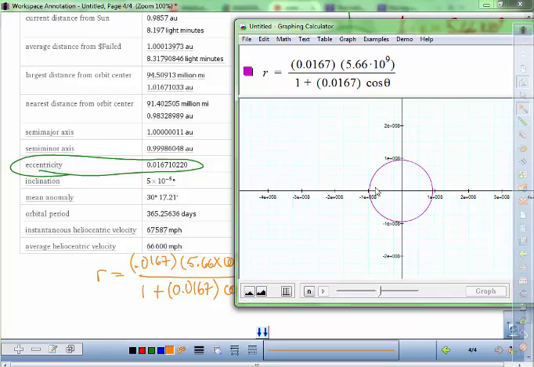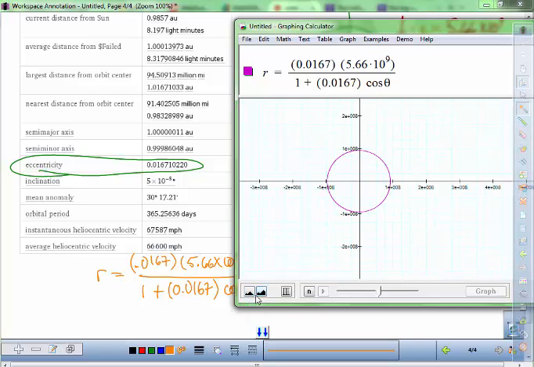Oh, there it goes. That's it. That's your Earth revolving around the sun. It looks circular. That's why it was a little deceiving, that it wasn't really circular.